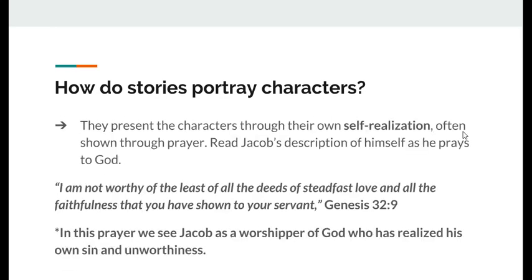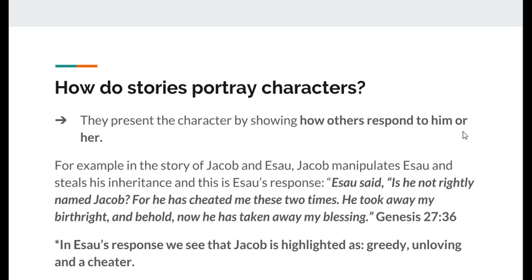A more common way that stories and storytellers portray characters is that they present the character by showing how others respond to him or her. For example, in the story of Jacob and Esau, Jacob manipulates Esau and steals his inheritance, and this is Esau's response. Esau said, "Is he not rightly named Jacob? For he has cheated me these 2 times. He took away my birthright, and behold, now he has taken away my blessing."